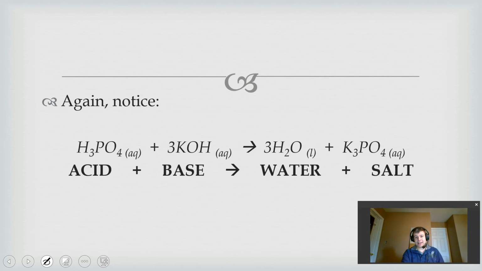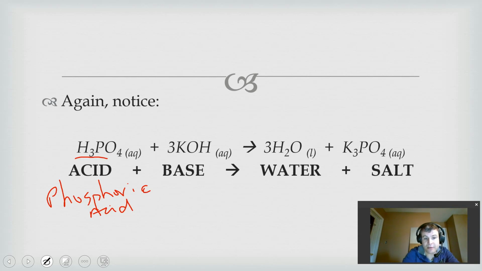So here's another example. Again, notice how this is similar and how this is different from the first example. So we have H3PO4. Does anybody know what this is called? It's an acid made from phosphate, so it's called phosphoric acid. This is actually found in pop, phosphoric acid. Does anybody know what this base is called? KOH. This is the base that was mentioned in the Niagara Falls accident example. This is potassium hydroxide.